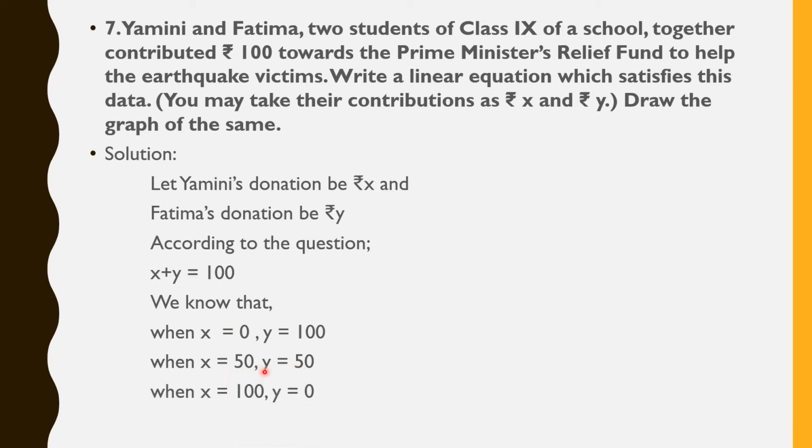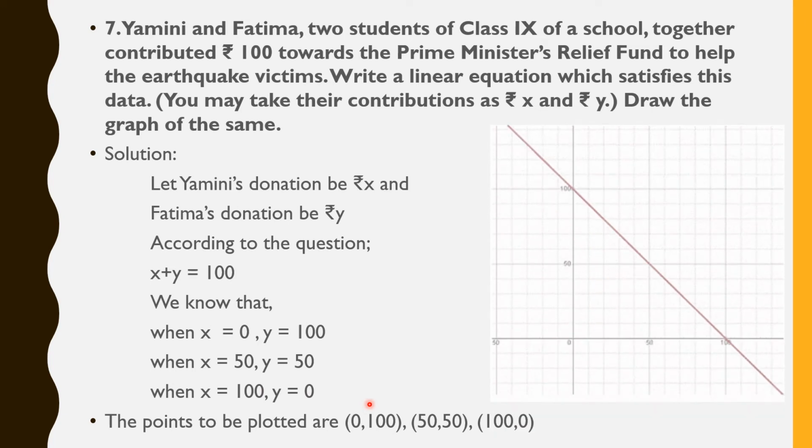So both contributed equally. Next, when I take Yamini's contribution to be 100, Fatima's contribution would be 0 because in total both contributed rupees 100. So the points to be plotted are (0, 100), (50, 50) and (100, 0). Following is the graph of this linear equation in two variables. Here I have taken the values on the x-axis as 50, 100, 150 and so on. And on the y-axis also I have taken 50, 100, 150 and so on.